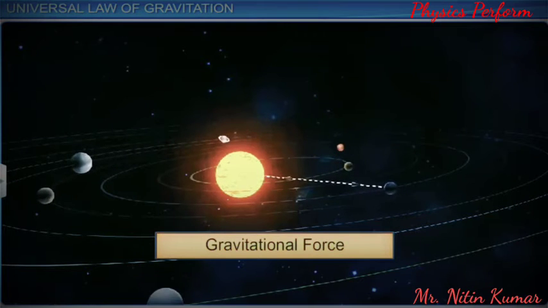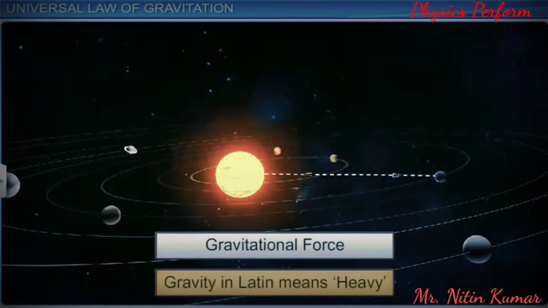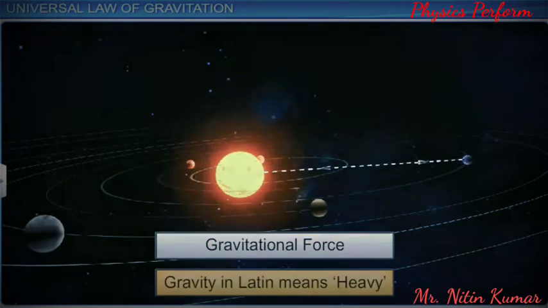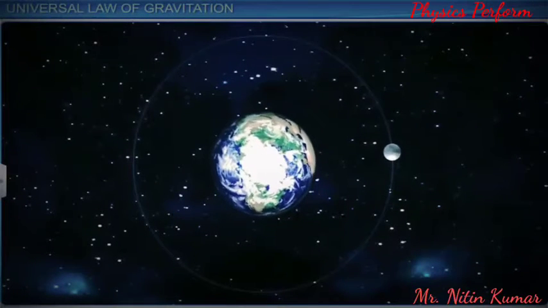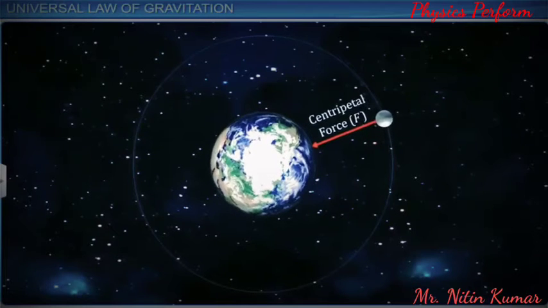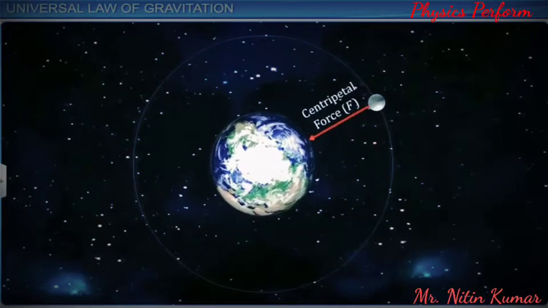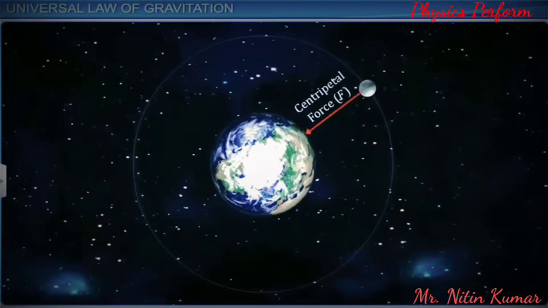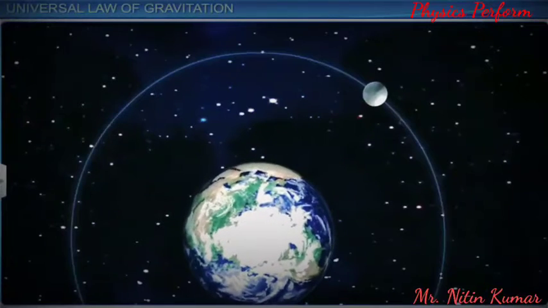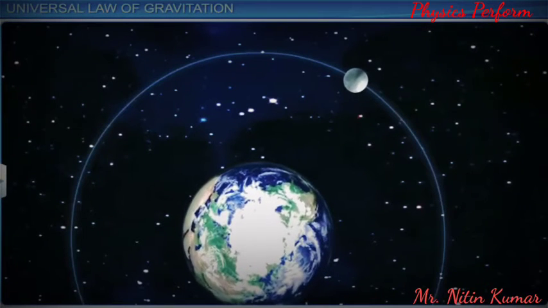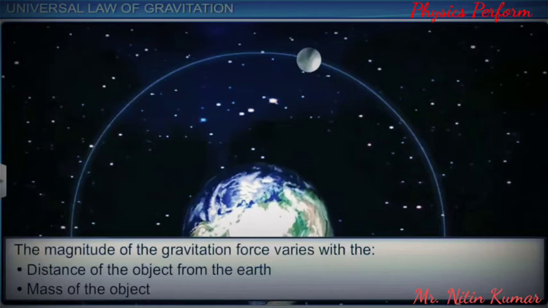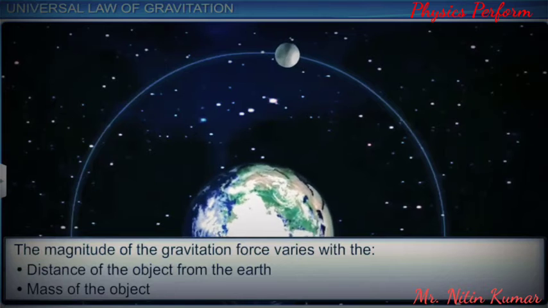The word gravity is derived from Latin meaning heavy. The moon revolving around the earth is under the action of centripetal force, which makes it follow a curved path. This centripetal force is provided by the gravitational force between the earth and the moon. The magnitude of the gravitational force between any two objects varies with the distance between them, as well as their masses.